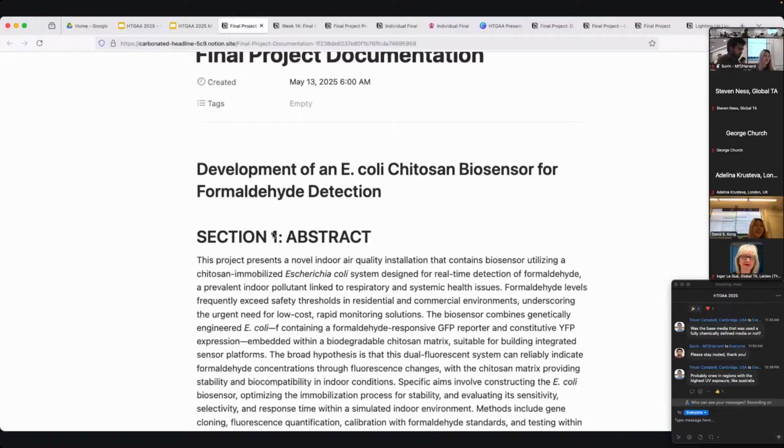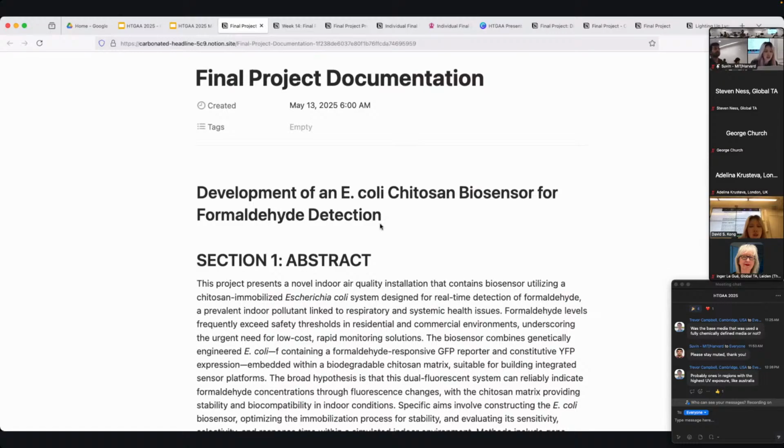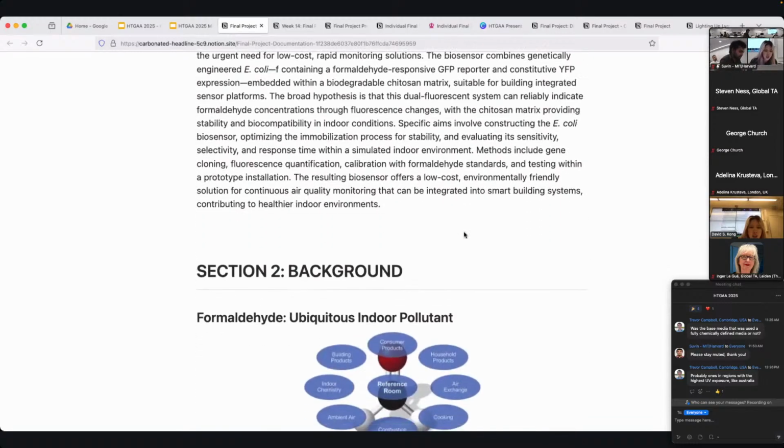Awesome. Hi everyone, I'm Sophia from Harvard GSD. I'm a first-year Master of Design Studies. And today I'm going to talk about my project. It's the development of an E. coli chitosan biosensor for formaldehyde detection.